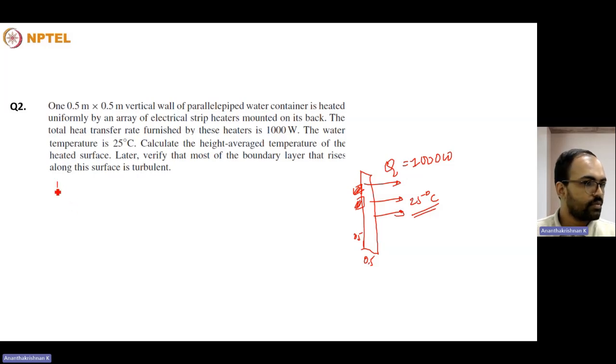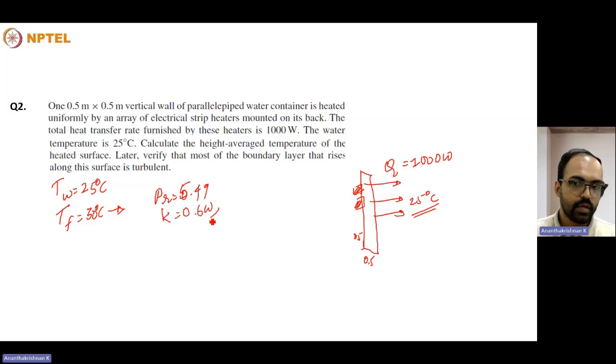Since the water temperature is given as 25 degrees Celsius, we have to calculate the properties at the film temperature. So we take the film temperature to be 30 degrees Celsius, assuming that the surface temperature is sufficiently higher than the film temperature and water temperature, because we do not know it right now. So we calculate the Prandtl number at these temperatures: 5.49 for water, k is equal to 0.61 watt per meter Kelvin, and g beta divided by alpha nu is equal to 25130 per centimeter cube Kelvin.